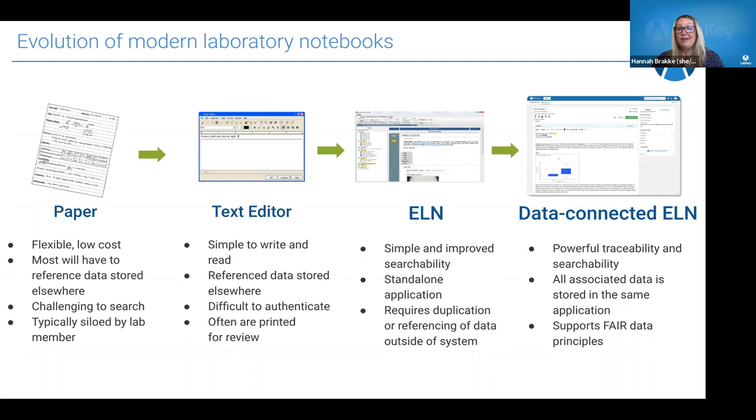And then came along this idea of having a data-connected ELN, which really provides powerful traceability and searchability when almost all of our data is already coming through in a digital format. So you can associate all of that data and have it stored in the same application as your notebook, which ends up supporting these FAIR data principles, which we'll be talking about today.